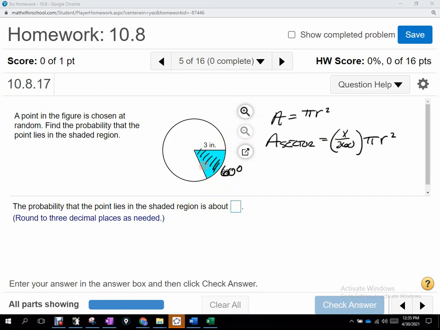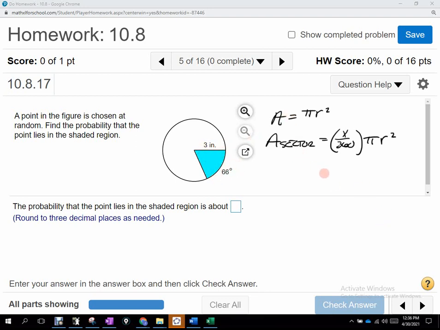So if I asked you, well, what's the probability of throwing a dart and landing in the blue? Well, you'd say it's 1/6 because that's what proportion the blue is of the entire circle, right? And that's what probability is. What portion of the entire sample space are your outcomes aligned with? Okay.